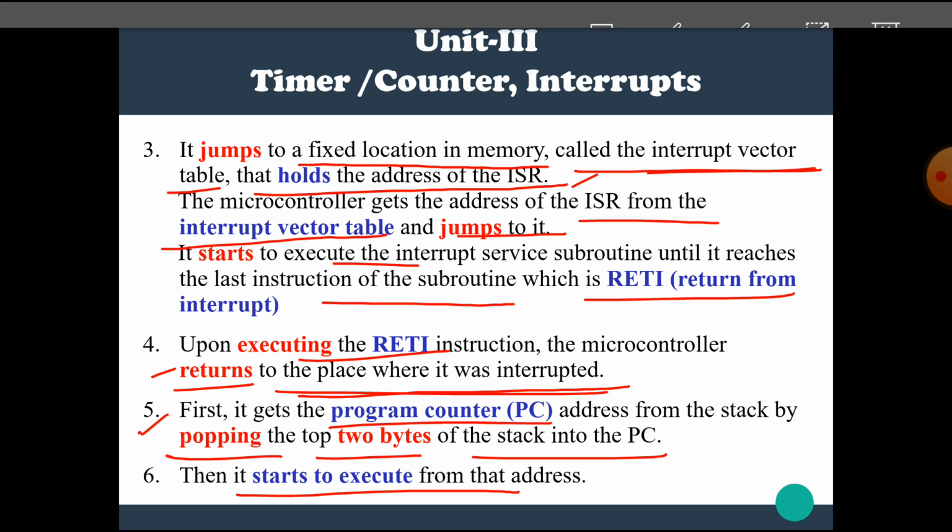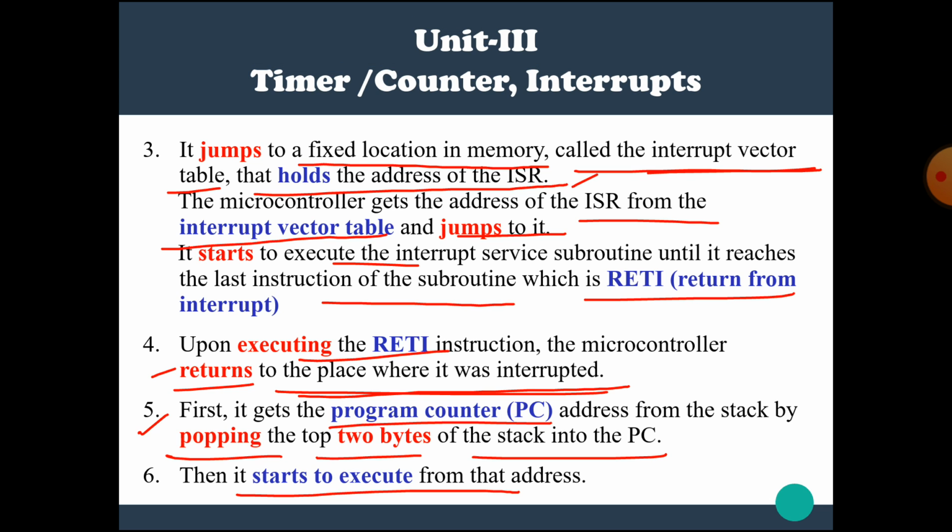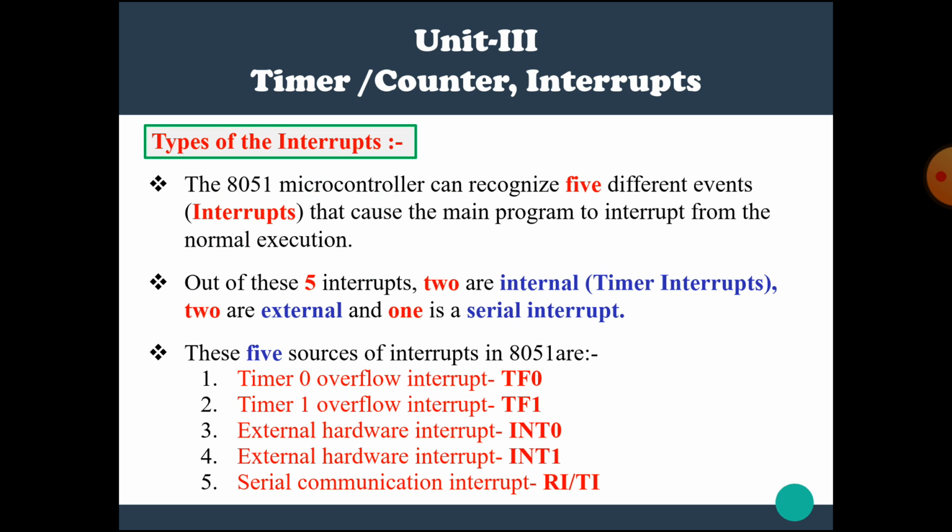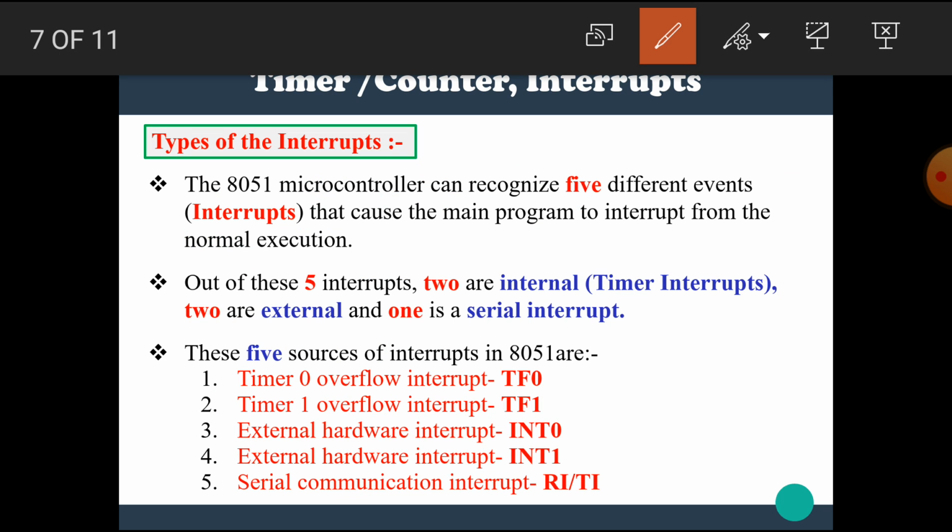I hope you all now understand the steps for the interrupts. Now let's see the types of the interrupt. The 8051 microcontroller can recognize 5 different events or interrupts that cause the main program to interrupt from the normal execution. That means, in short, we can say that the 8051 microcontroller has 5 interrupts.